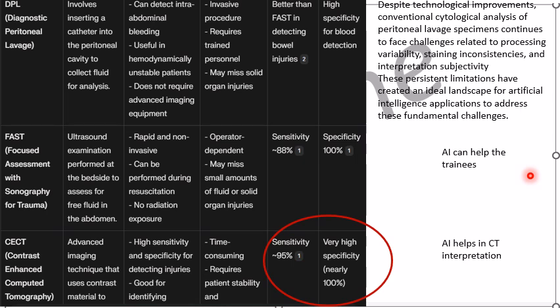Now, can AI help? Yes, AI can help trainees, like with your diagnostic peritoneal lavage, right from the time you put the needle. It can also read the slides without going through the rigmarole of staining and getting a pathologist to look at these findings, like your number of RBCs, whether there is fecal matter, vegetable matter, etc.